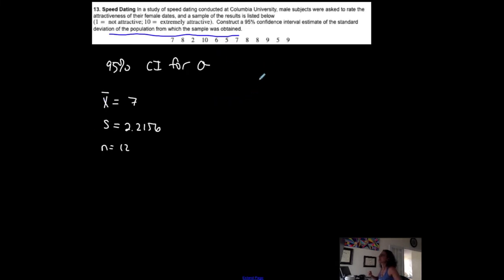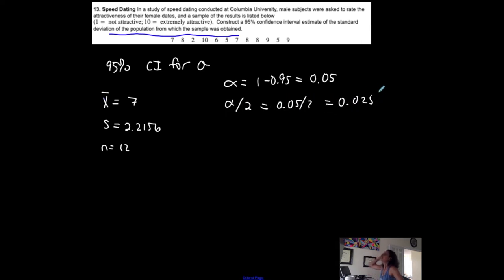Okay, so I have this information so that I could plug into the formula, but I also need my critical values. So let's do that next. I am given a 95% CI, so alpha is 1 minus 0.95, which is 0.05. I feel like we did this already, probably twice. Cut in half is 0.025. Degrees of freedom is n minus 1, so in this case, 11.